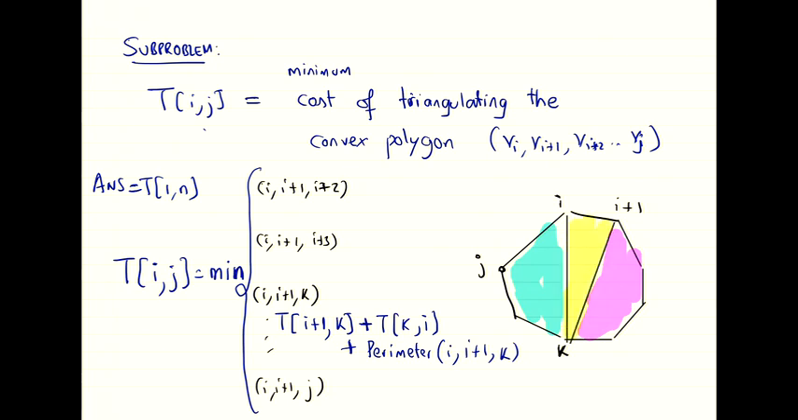So you have the polygon that's formed by vertices from I to J. Okay? And what I'm doing is I'm asking which triangle I plus 1 is part of. It's part of some triangle I plus 1, K. And then if I use the triangle on the left and the right, I get two different polygons. And the cost of those polygons are given by T of I plus 1 comma K and T of K to I. And then the perimeter of the triangle that we just separated out.